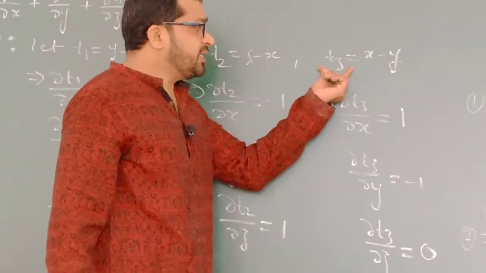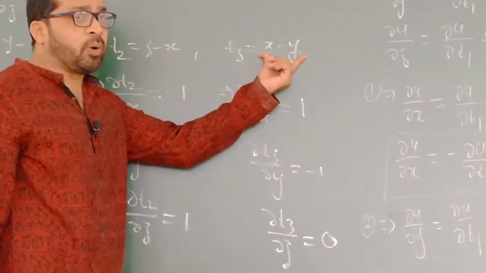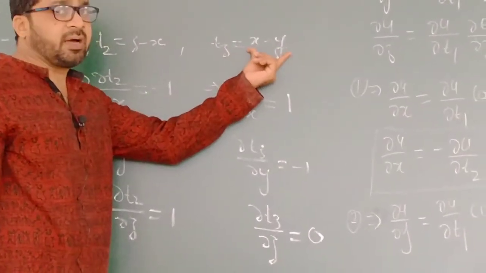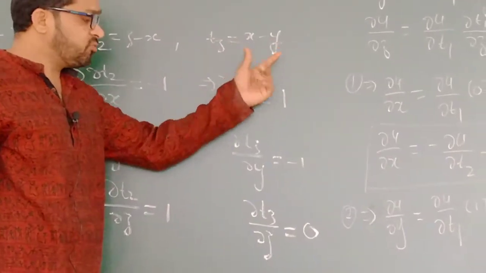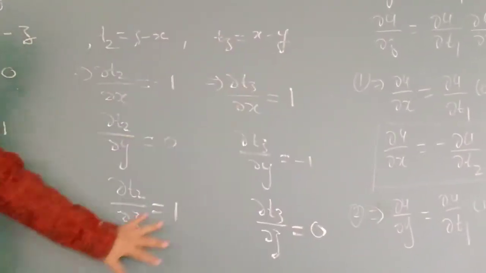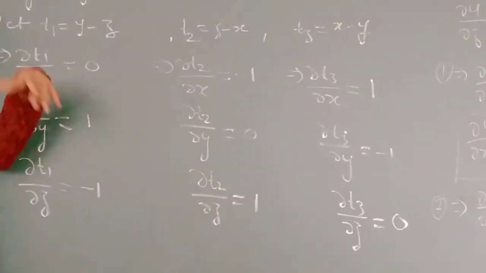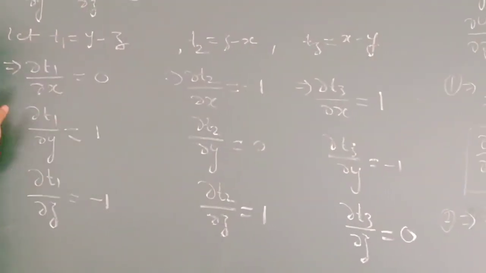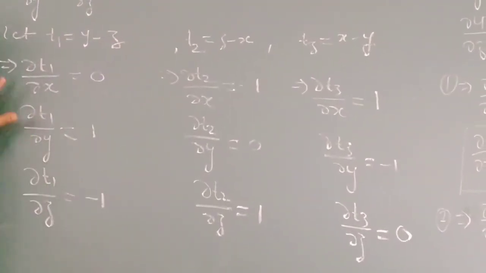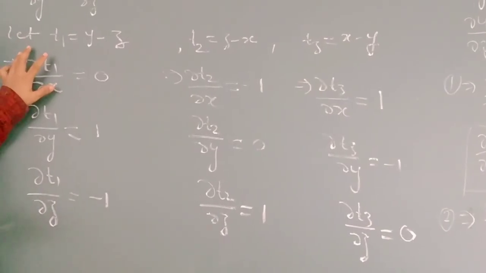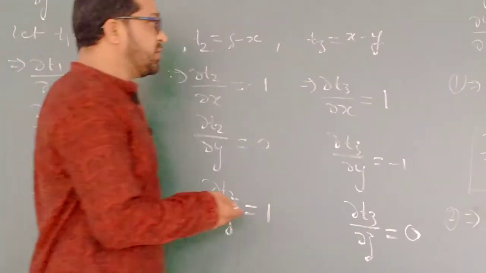In the same way, I differentiate t3 with respect to x, it will be 1. With respect to y we differentiate, it will be minus 1. With respect to z, it will be 0. So this is written here. We require these derivatives later on for the example, so that's why we have already calculated them. Okay, now we'll apply the total differential concept and the composite function definition here.